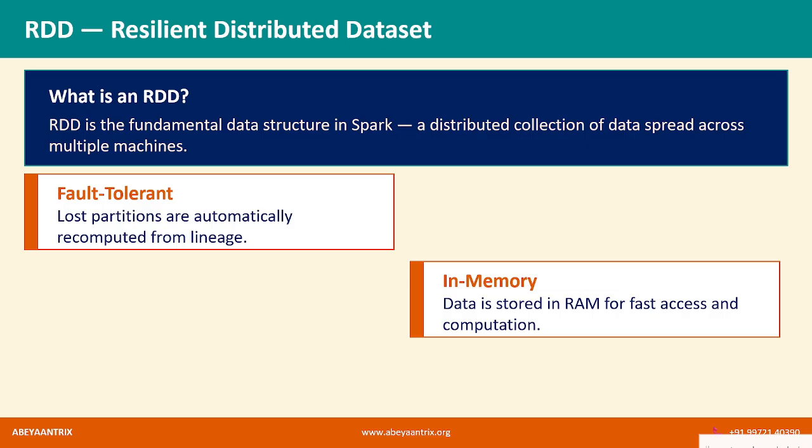Data is stored in RAM for fast access and computation. Here the data is stored always in RAM. So whenever you want the data, it will be easily and quickly available. So these are the main features of RDD. RDD is nothing but a fundamental data structure which is used in Spark. Since we are doing distributed processing, we don't need a normal data structure. We need one special data structure. So that special data structure is RDD.